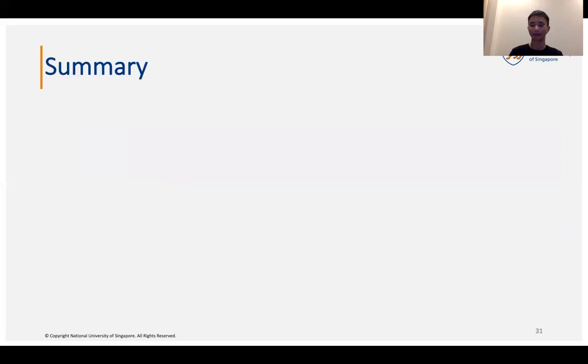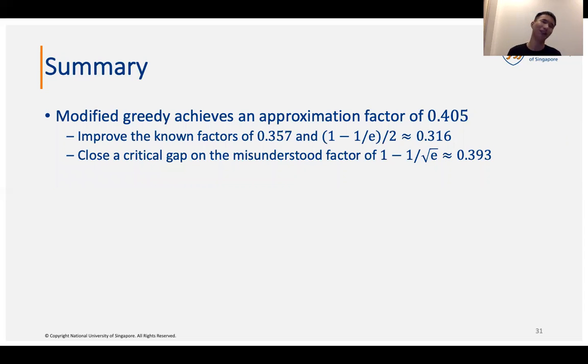To summarize, first we prove that the modified greedy algorithm can achieve an approximation factor of 0.405. It improves the known factors of 0.357 or 0.316. That's very good. More importantly, it closes the critical gap on the misunderstood factor of 0.393. It even improves this factor, although their proof is incorrect.